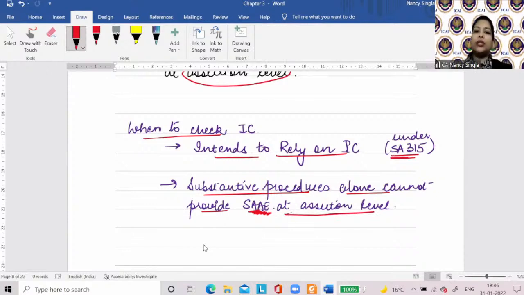If something like this happens, the auditor will check the internal control. If he does not want to rely, why check, right? And in the same way, if only substantive procedures are to be performed throughout the audit, but if they do not give sufficient appropriate audit evidence, the auditor will have to check the internal controls.